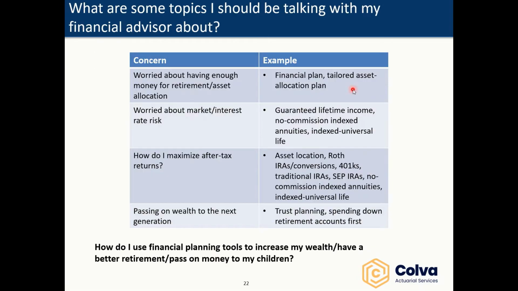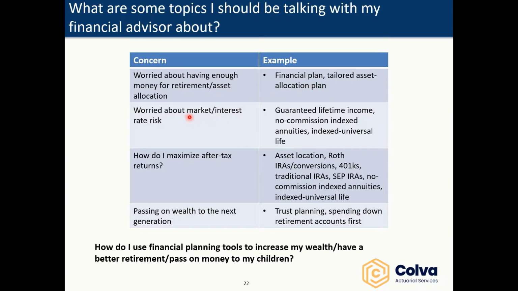Okay, so let's talk about what some topics are that I should be discussing with my financial advisor. The first is, if you're worried about not having enough money for retirement and worried about your asset allocation, they can come up with a financial plan. They can help implement plans that will reduce taxes, help you accumulate wealth, and decide what to contribute, etc.